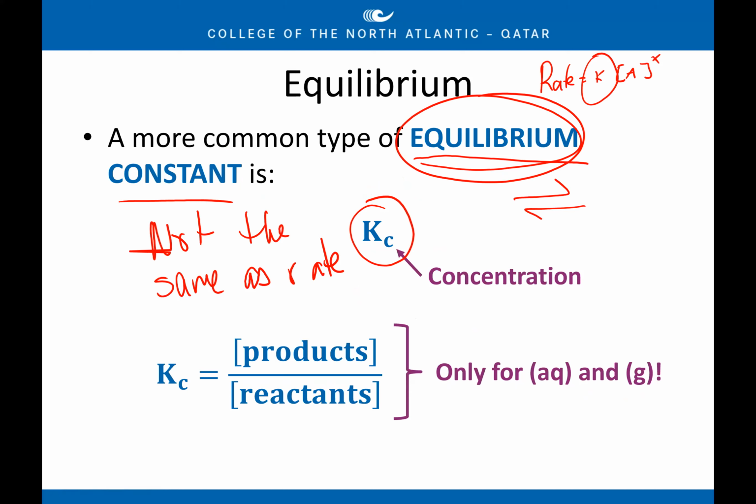So the formula is the equilibrium constant, K, is equal to the concentration of the products over the concentration of the reactants. That might sound complicated, but I will show you how it works. The key for this is you can only calculate the concentration for an aqueous solution or a gas. Now, I want you to think about why that is.